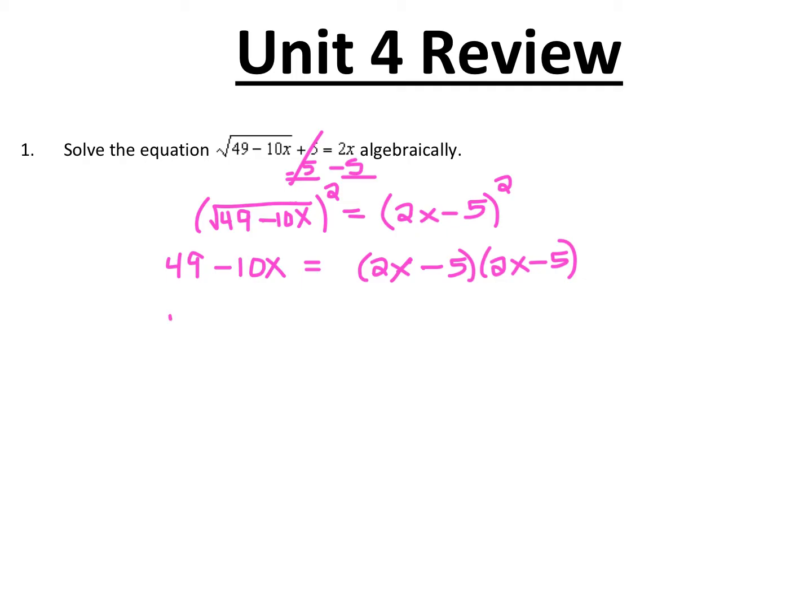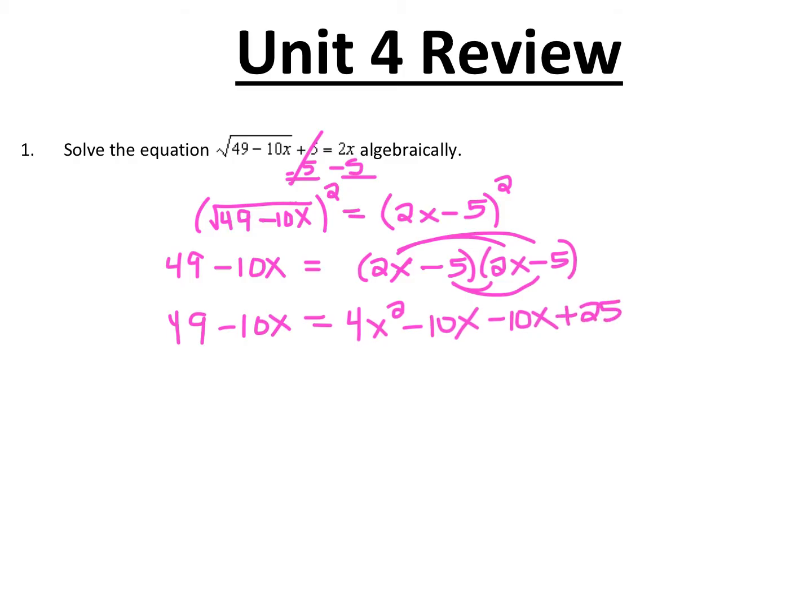Okay. Now, when we have 2 binomials being multiplied together, we're just going to double distribute. So let me first bring down the left side of the equation, and let's double distribute. So 2x times 2x is 4x squared. 2x times negative 5 is negative 10x. Negative 5 times 2x is, again, negative 10x. And negative 5 times negative 5 is positive 25.